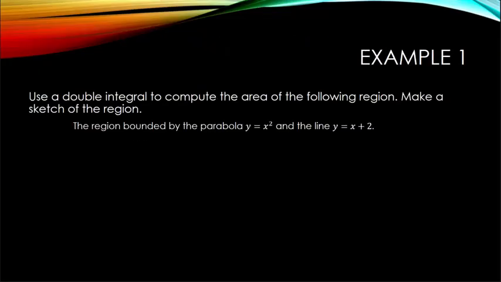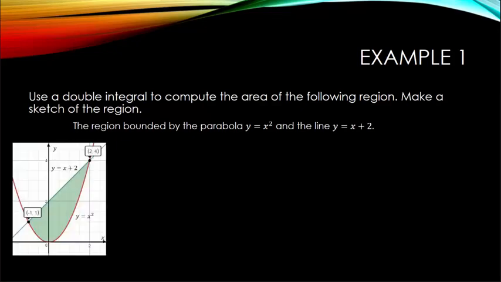Let's work an example. I want to use a double integral to compute the area of the following region. I'm going to make a sketch of the region as well so that I can visualize what I'm talking about. The region that I'm talking about is bounded by the parabola y is equal to x squared and the line y is equal to x plus 2. I'm going to sketch the region first because it helps me to understand whether or not I have to break this region up into subregions.